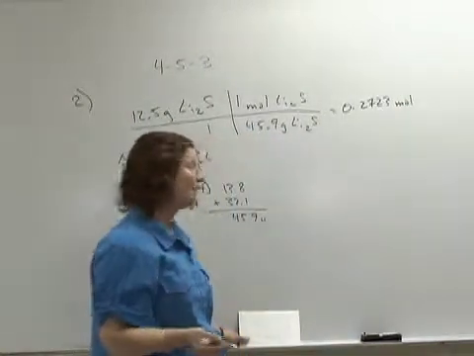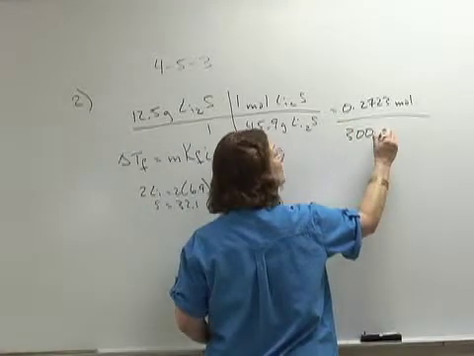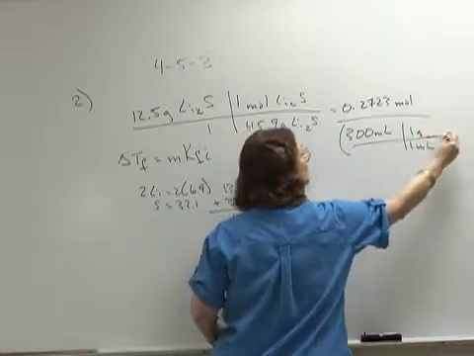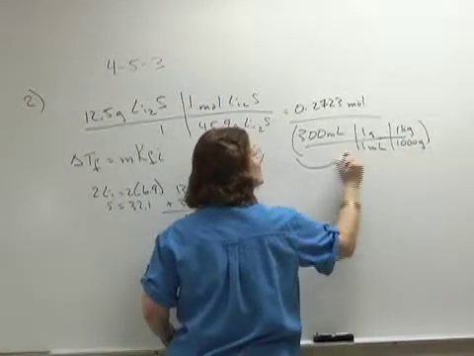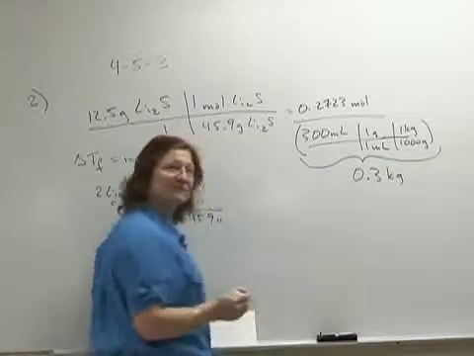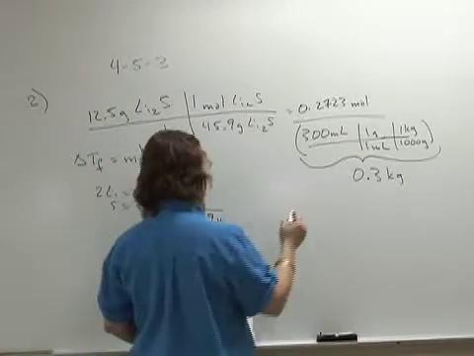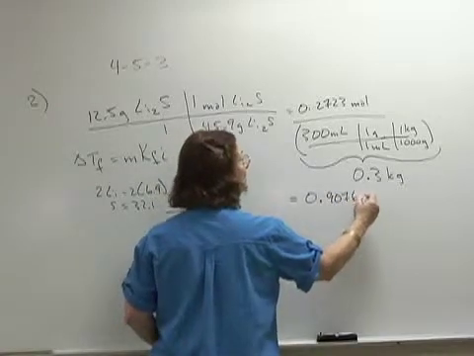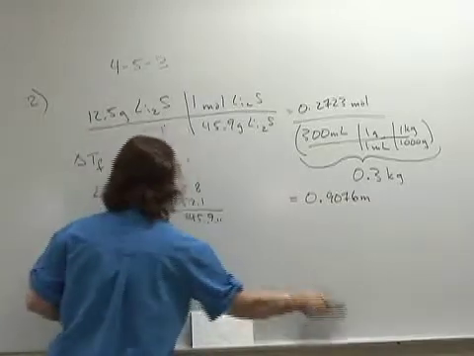And then to get molality, I have to divide by the kilograms of solvent. Well, I have 300 milliliters of water. And 1 milliliter is equal to 1 gram. And 1 kilogram is 1,000 grams. And therefore, this denominator is equal to 0.3 kilograms. And then I go ahead and calculate this to get my molality, which is 0.9076 molal. And I'm going to use this in both of the equations.